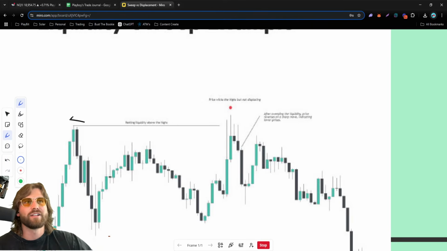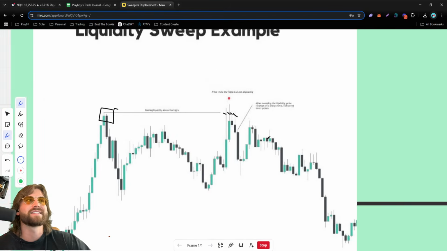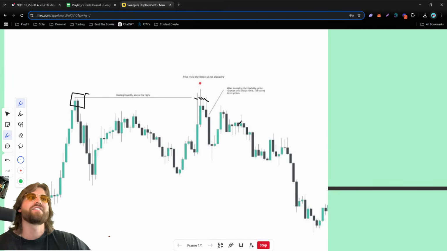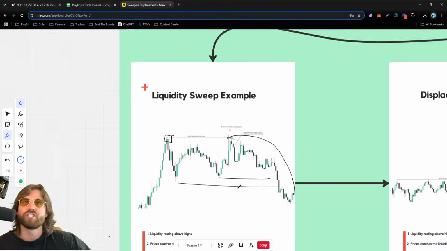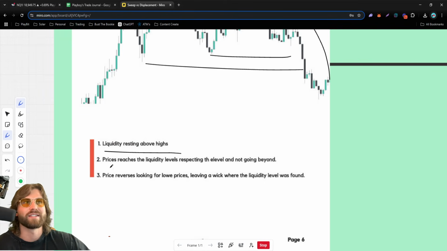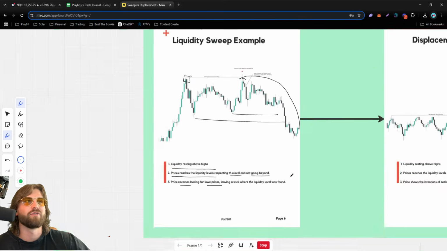We have resting liquidity above these highs. We want price to come over to it, and we want to see how it reacts. Well, guess what? Failure to close above, failure to close above, failure. Again, price is wicking, but it's not displacing, showing us that there's a pretty good opportunity that price is going to reverse its course of action and move towards liquidity at these lows, which it inevitably did. Liquidity resting at the highs, price reaches those liquidity levels respecting the level and not going beyond. Price reverses, looking for lower prices.